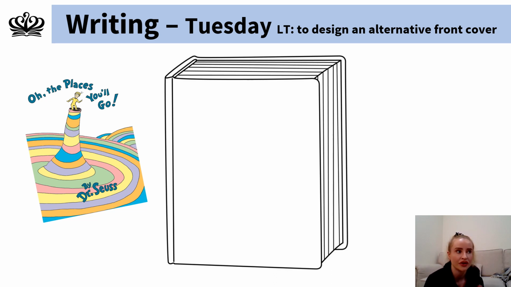I want you to include 3 things. Number 1, the title of the book, which is Oh, the Places You'll Go. Number 2, the author. We know the author is the person who wrote the book, and in this case it's Dr. Seuss.